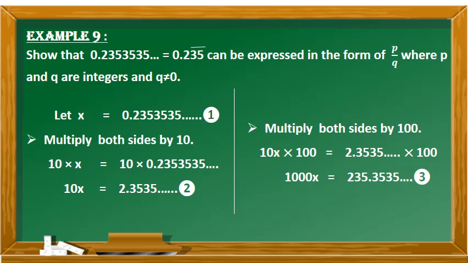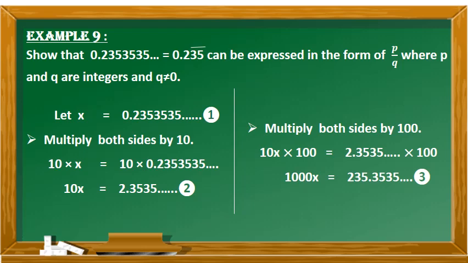Now note that 2 is the non-repeated digit after the decimal and 35 are the repeated digits. Now first bring the non-repeated digit to the left hand side of the decimal. Multiply both sides of equation 1 by 10 since there is only one non-repeated digit. 10 into x is equal to 10 into 0.2353535 dot dot. 10x is equal to 2.3535 dot dot, and let it be equation 2.